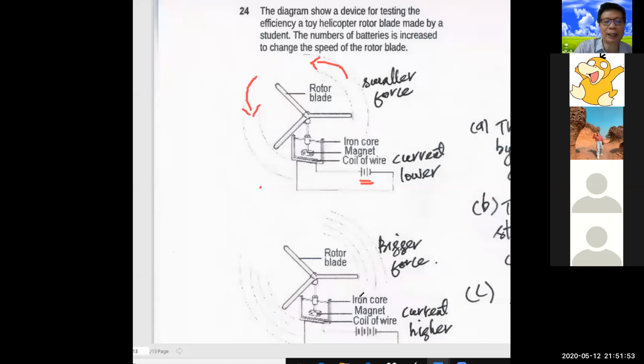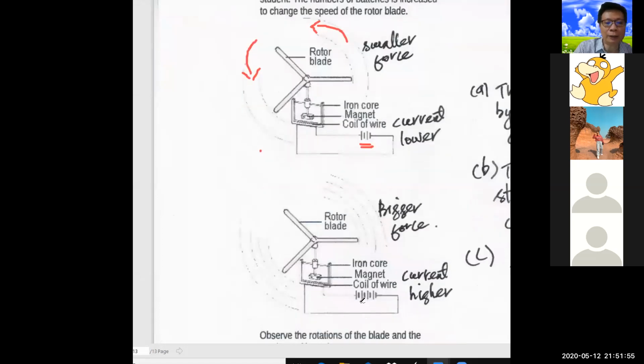In the second diagram, you increase the battery. You see now, here there are more batteries already. So the current becomes higher. When the current becomes higher, these plates can now turn faster. It turns very fast now. So this means that when the current is higher, the magnetic force is stronger, bigger force. Bigger force means the plate can turn faster. Okay? Can turn faster, right?